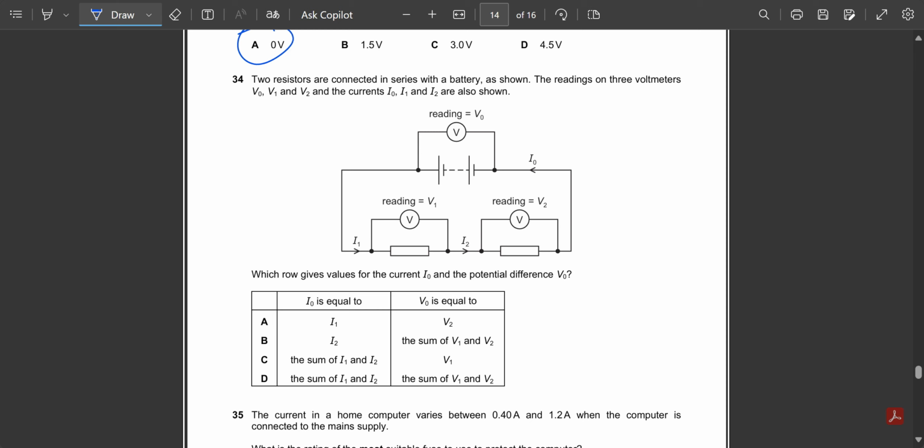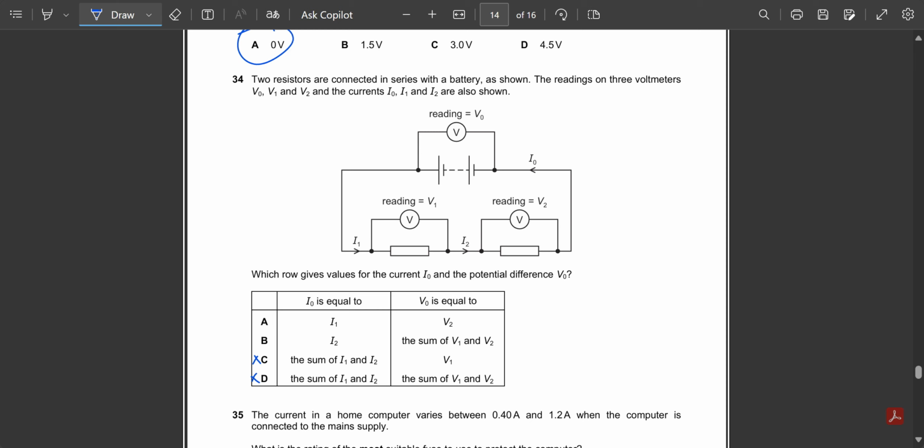Okay, so two resistors are given in series with a battery. The readings on the three voltmeters V0, V1, V2 and the currents I0, I1, I2 are shown. Which row gives the value of current I0 and the potential difference V2? I0 is equal to I1. It should also equal I2 because in series the current remains the same. So C and D are incorrect because it's not the sum of I2 and I3.